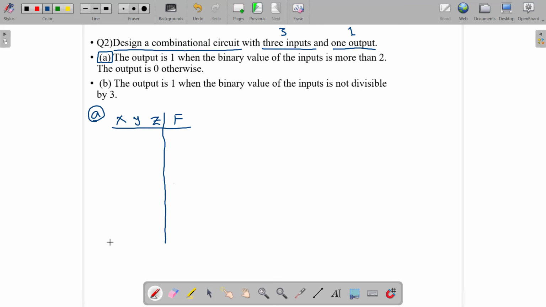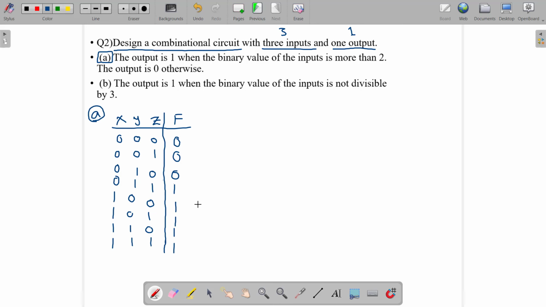Now we write all of the possible combinations. Now for the output, the question says that the output is 1 when the binary value of the input is more than 2, the rest is 0. Now here, 0 is less than 2, it means that it is equal to 0, 0, 0. So the rest is equal to 1. Now according to this one, we have to find the simplified Boolean function for the f. How? Using the Karnaugh map.